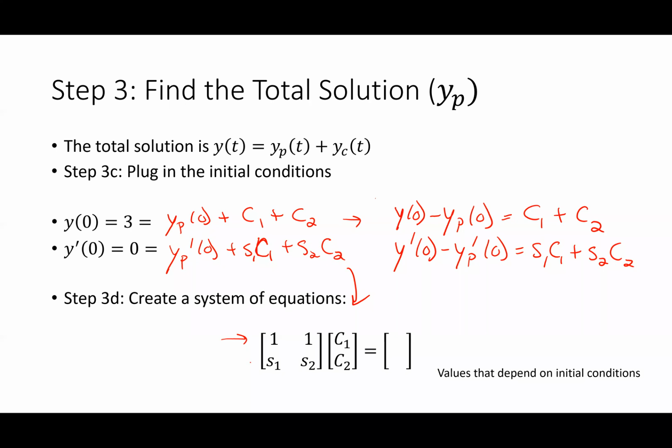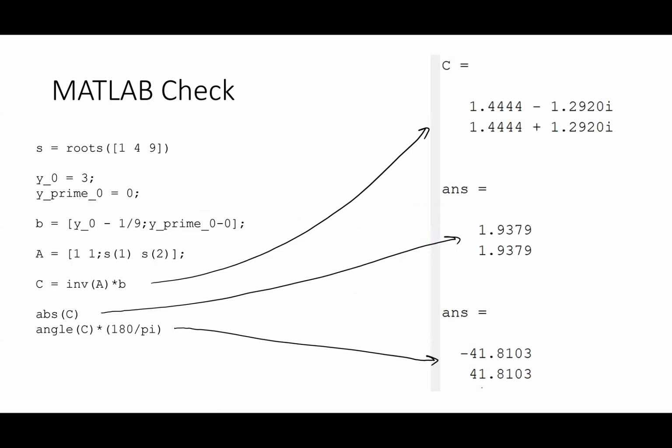The bottom equation becomes the bottom row in this matrix. So right here, this would be y of 0 minus yp of 0. And this would be y prime of 0 minus the derivative at that point, like that. Okay. So what I do is I go into Matlab and I basically set it up like this. I set this up where these two are my initial conditions.